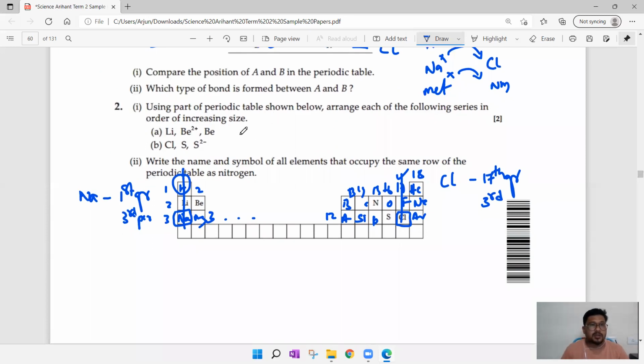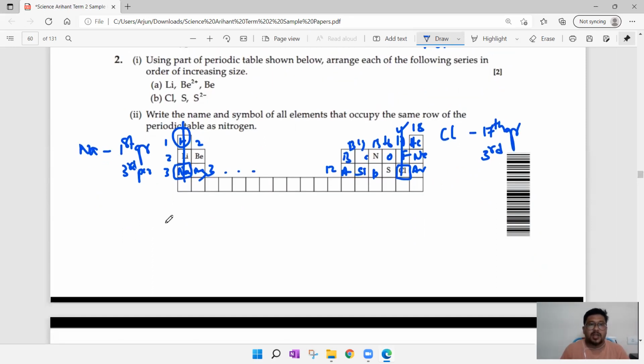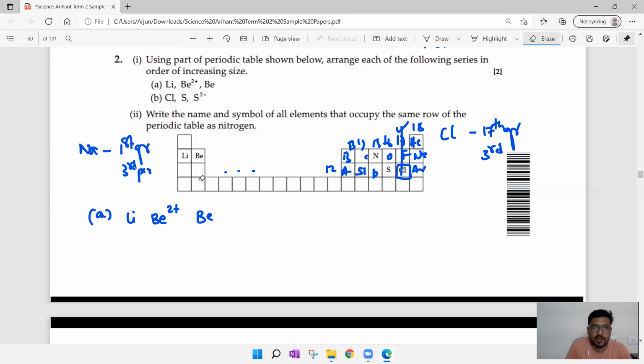Next, second question. Using part of periodic table shown below, arrange each of the following series in order of increasing size. The question they are asking is lithium, Be, and Be2 plus. Now we have to arrange according to increasing order of sizes. If you observe the periodic table, let me erase this and you will get some clarity. They are talking about lithium, beryllium and Be2 plus.